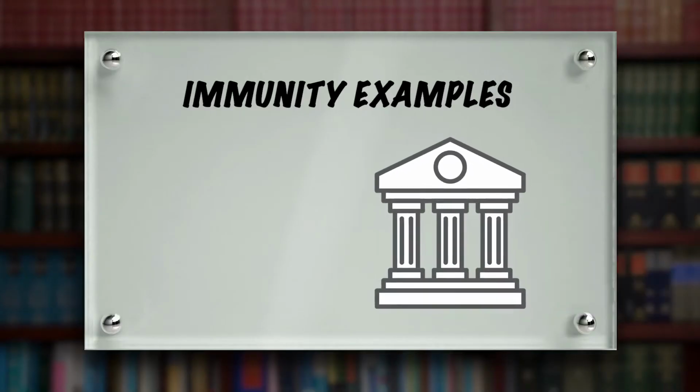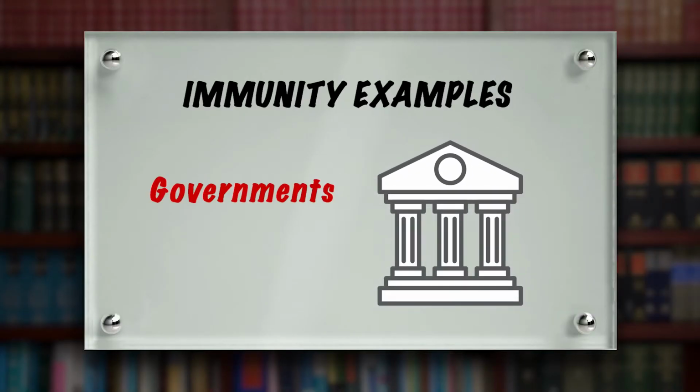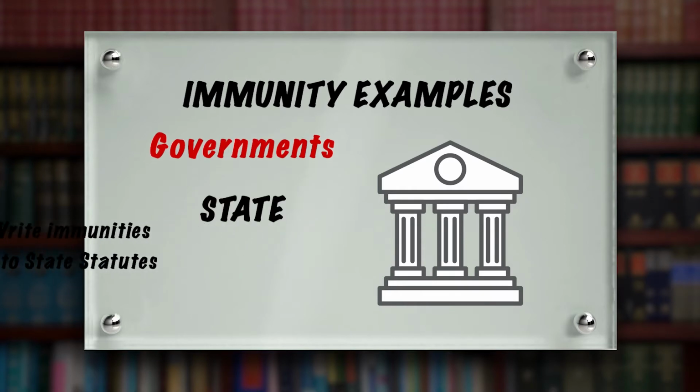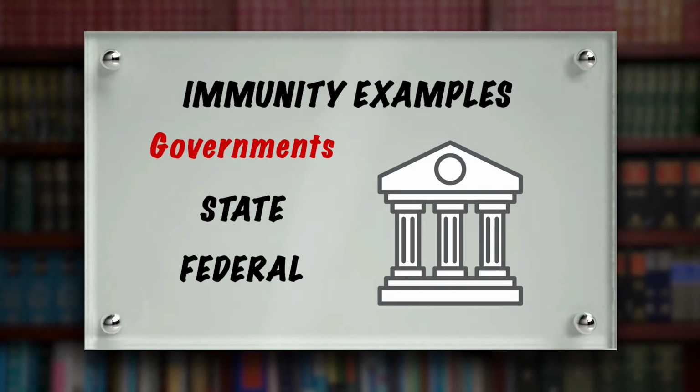So what are examples? Governments. When governments write statutes, they write immunities into those statutes. You have state government, and then you have our federal government. Let's talk specifically about state government. State governments in most states, they write immunities in one of two ways.